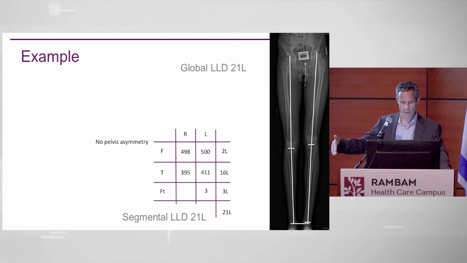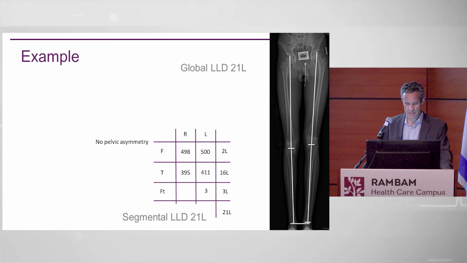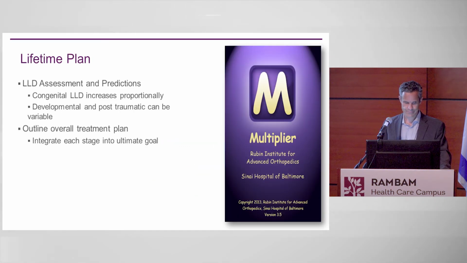You put a 2L. The tibia, 16 millimeters longer on the left. It's a 16L. The foot height is longer on the left, and that all adds up to 21L segmental difference. We see the global and the segmental are equal to each other. That makes sense because there's no significant coronal plane deformity.